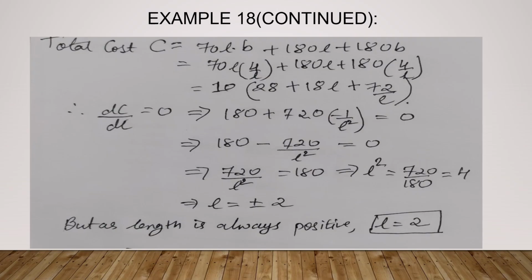Now total cost will be cost for the base and cost for the four walls. So it is 70LB plus 180L plus 180B. Now you can write B as 4/L, so you will get the whole formula in terms of L. Find the first derivative dC/dL and equate it to 0. When you equate it to 0, you get L square is equal to 4. That means L is equal to plus or minus 2, but you know length is always positive, so L is equal to 2.